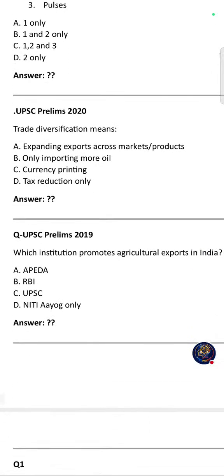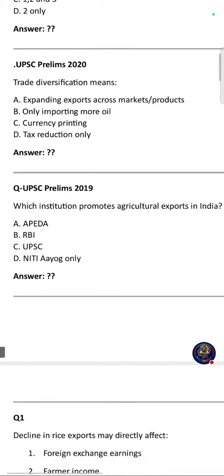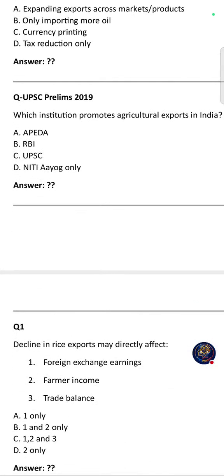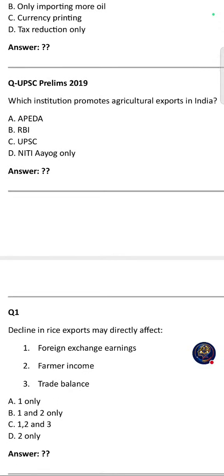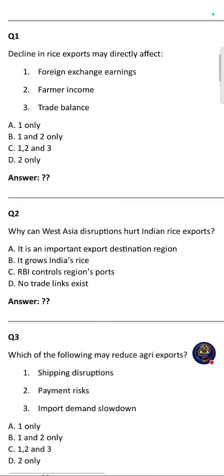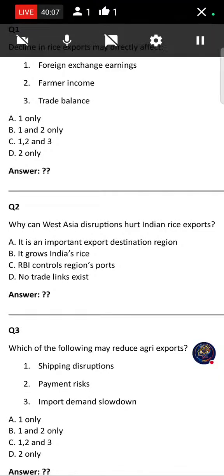Trade diversification means expanding exports across markets or products. Your first option. Next, which institution promotes agricultural exports in India? What is the correct answer? Yeah, A. APEDA. Next, decline in rice exports may directly affect?